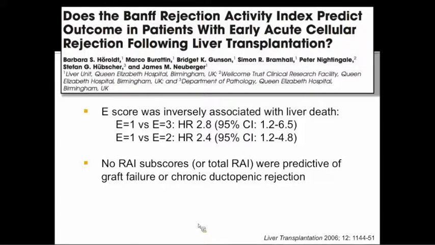And really, none of the RAI subscores or the total score were predictive of graft failure or chronic ductopenic rejection. So the reason I wanted to point out these two studies is that I think, quite honestly, my findings were that it's really a good pathologist's subjective assessment of the severity of rejection that is much more validated and reliable, I think, in guiding management and in being associated with outcomes, rather than these sort of numeric scores that I think were developed more with research interests in mind, and I think still need to be validated in further studies moving forward.